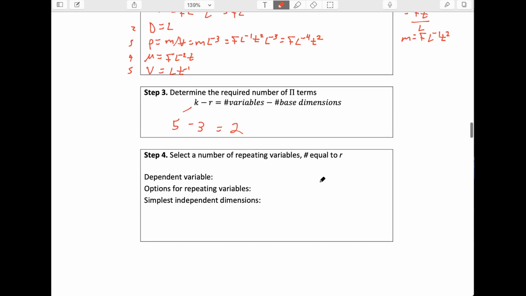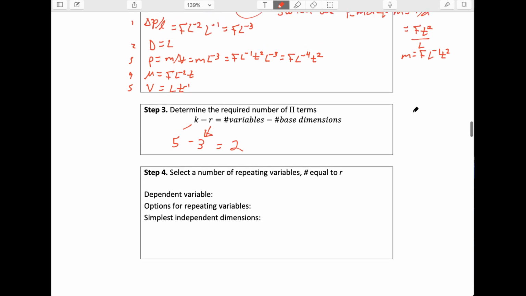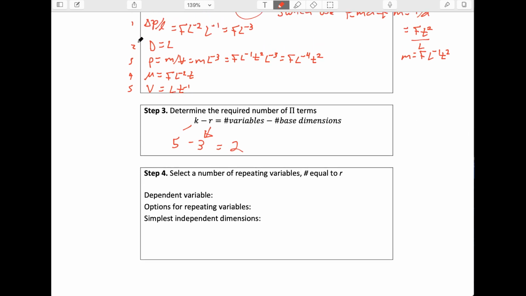And so what we want to do is first pick the repeating variables. How many do we need? Well, that comes from r, the number of base dimensions here. And so we need 3 repeating variables. Things we don't want to use as repeating variables are the dependent variable. That's the thing we're most interested in. We only want that to show up once so we can get it on the left-hand side of the equation. So we're going to leave delta p over L out of our consideration here, which means that our options for the repeating variables are everything else. That would be the diameter, the density, the viscosity, and the velocity.